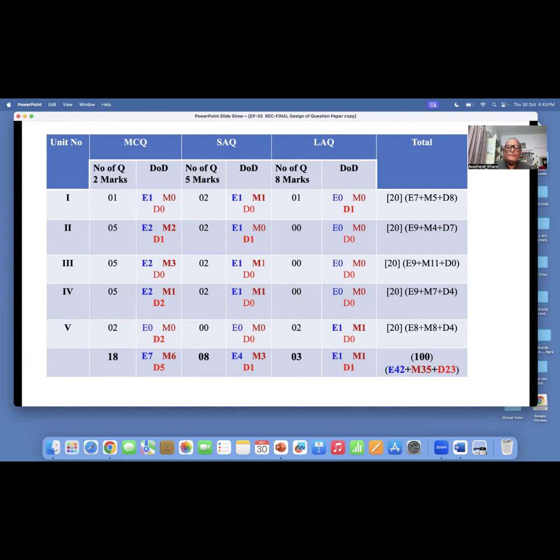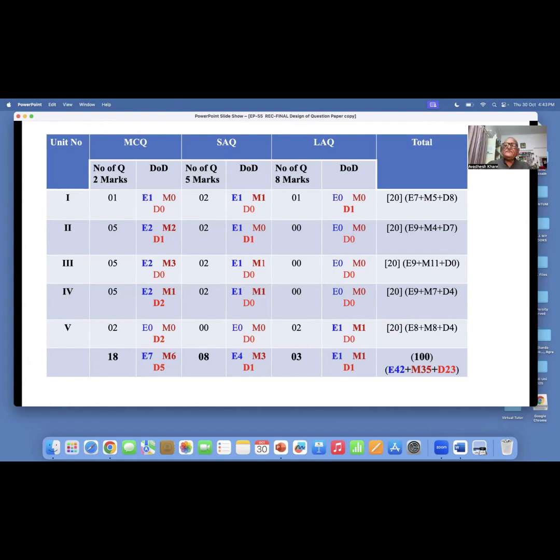Look at the last row: 18 MCQs, out of which 7 are easy questions, 6 are moderate, and 5 are difficult. 8 SAQs: 4 easy, 3 moderate, and 1 difficult. 3 long answer questions: 1 easy, 1 moderate, and 1 difficult.